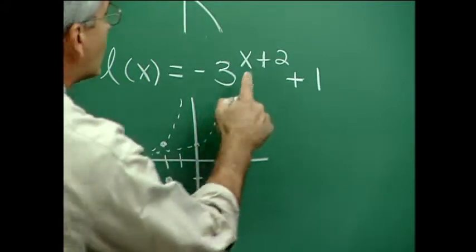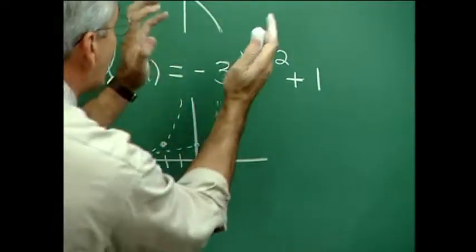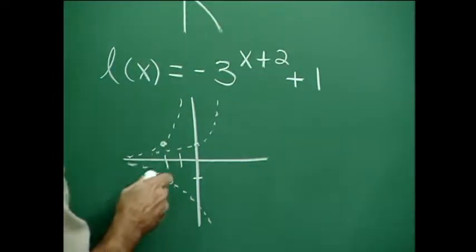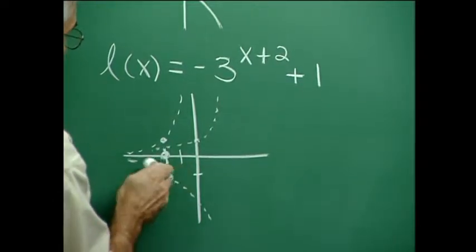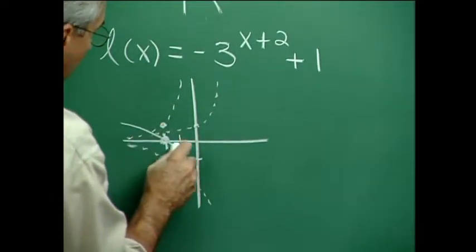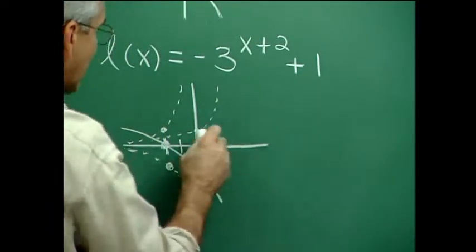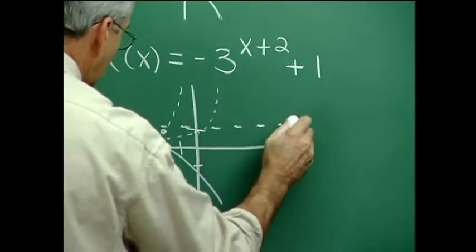Okay, now let's add the 1. So we're at this point. Adding 1 after all of this business means we just lift the graph 1 on the coordinate plane. So that point comes to this point, and the graph makes this curve, and the asymptote, which was at the x-axis, moves up to that level.